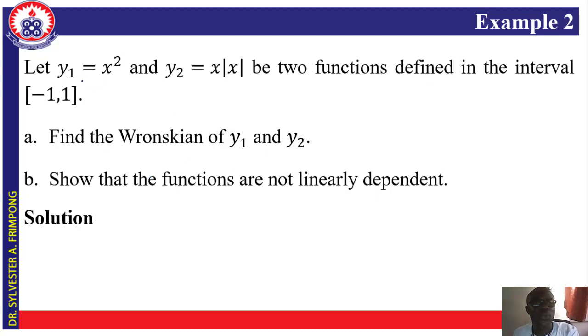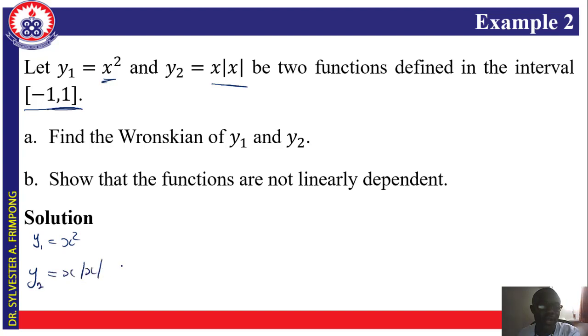Let's look at example 2. Let y1 be equal to x squared and y2 be equal to x times the absolute value of x. And they are defined on this interval. We want to compute the Wronskian of y1 and y2, and we want to show that these functions are not linearly dependent. So let's start with the Wronskian. Now, these two functions are not the same because of the interval. We know that y1 is equal to x squared, but y2, which is x times the absolute value of x, is actually a piecewise defined function.